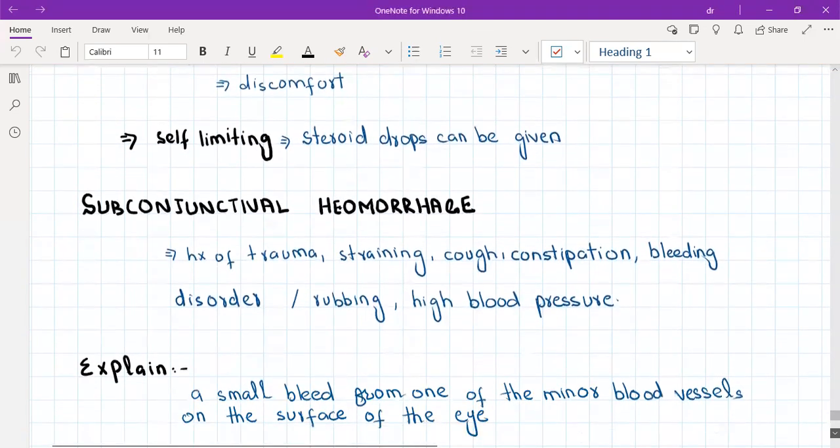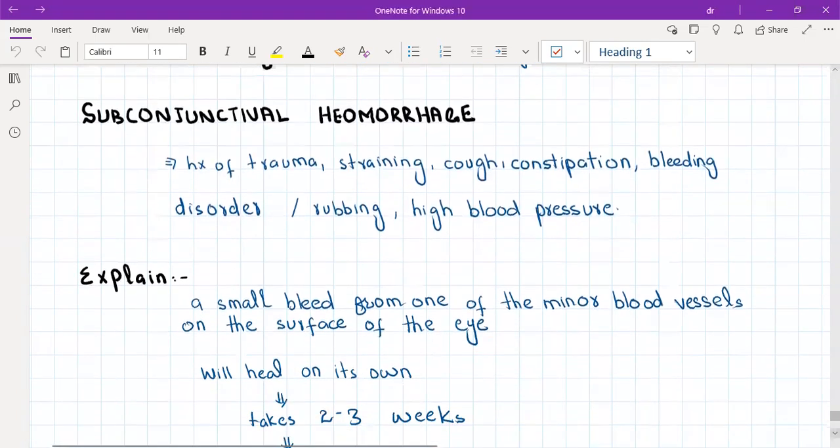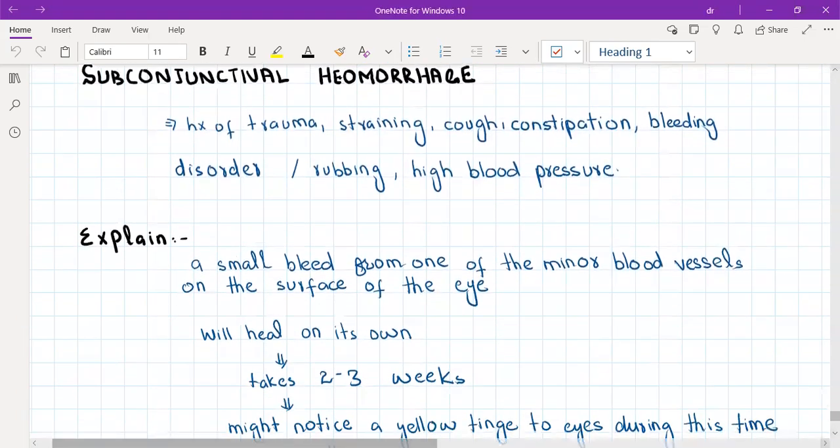Okay, then we have subconjunctival hemorrhage. Subconjunctival hemorrhage can appear scary to the patient. There can be a history of trauma. It can be because of straining a lot, coughing, constipation, there can be a history of bleeding disorder, or the patient might be on blood thinning medication. So you should ask all of them in the history. It can be because of aggressive rubbing or high blood pressure.